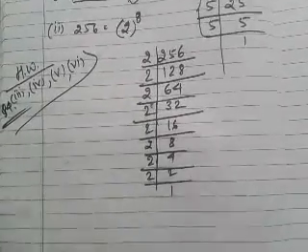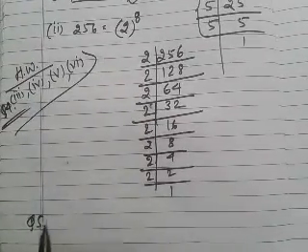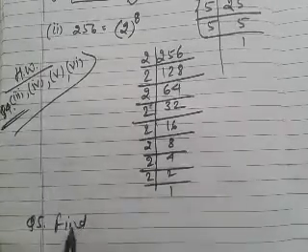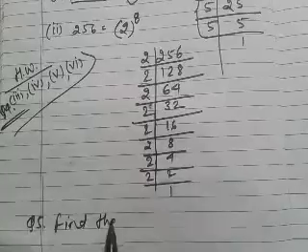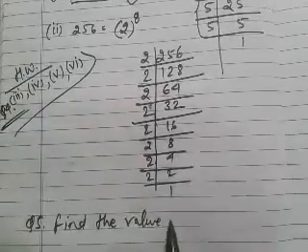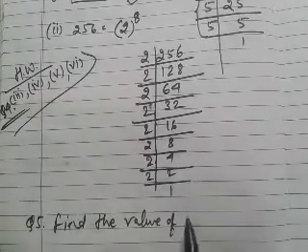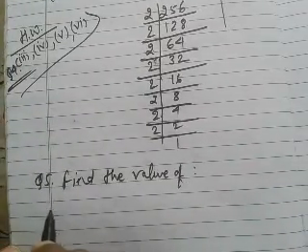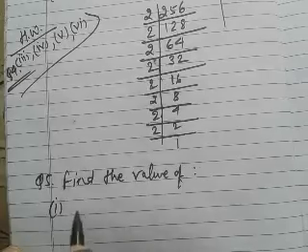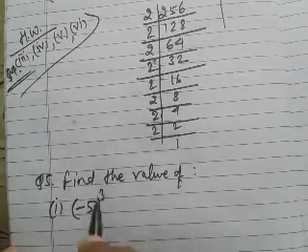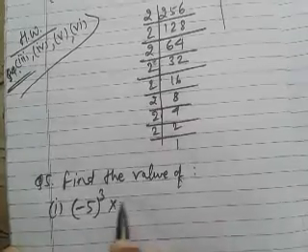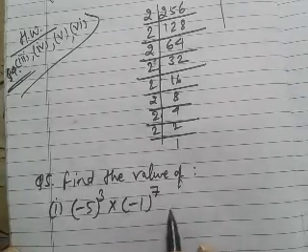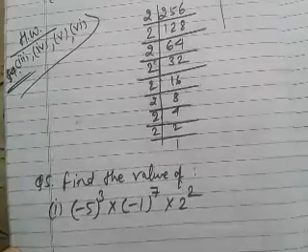Next question, question number 5. Find the value of the given expression. The given expression is, first part, minus 3 raised to the power 3, multiply minus 1 raised to the power 7, 2 raised to the power 2.